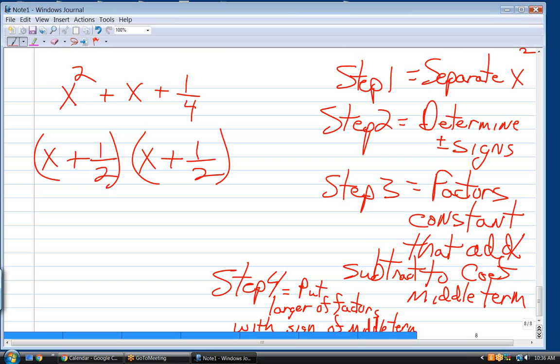1/2 or 1/2. Okay. And notice that works. That gives you plus 1/2 x. That gives you plus 1/2 x. Add those 2 together, you get plus 1x. So that produces the right middle term, and 1/2 times 1/2 is equal to 1/4. Okay.